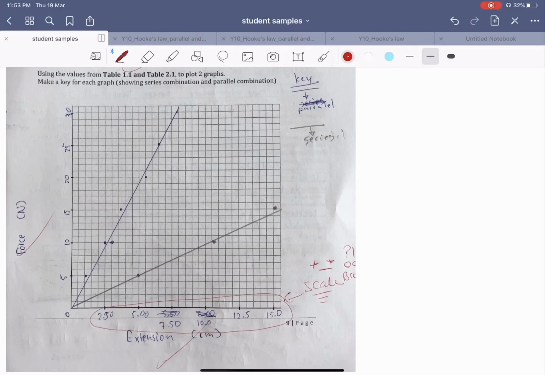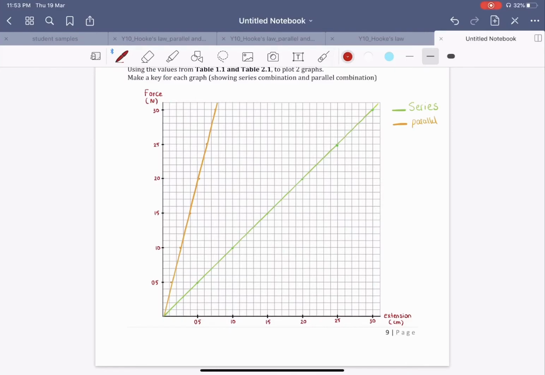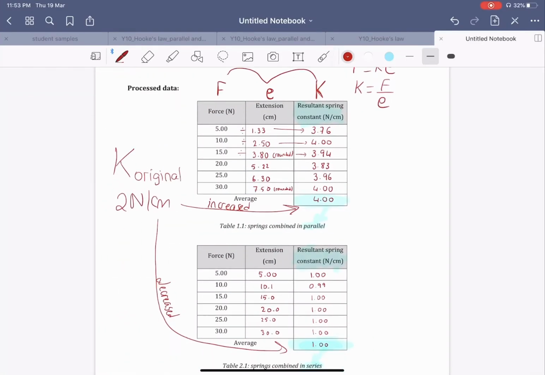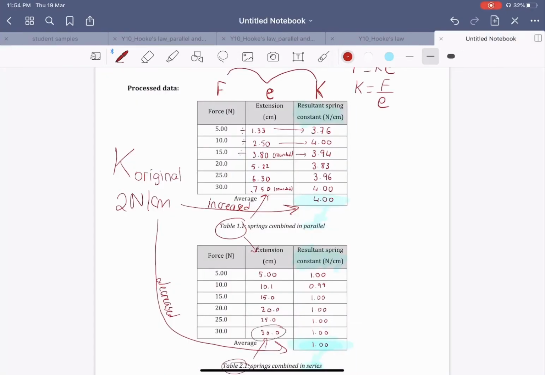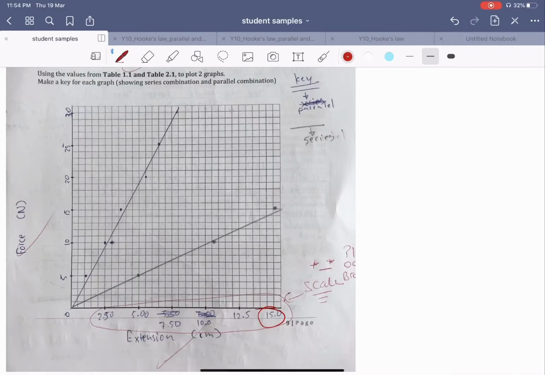As you can see here, since you need to plot two tables, that's table 1.1 and table 2.1, you need to take into consideration the extension of both tables, this one and that one. So as you can see here, the maximum extension is 7.5. It's true. But if you look over here, the maximum extension is 30.